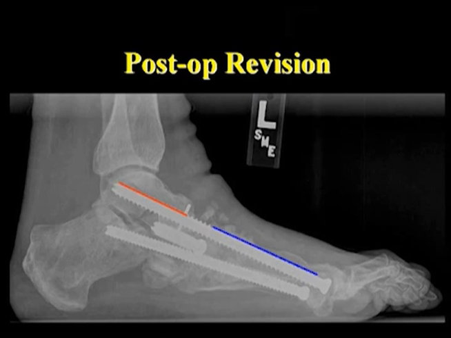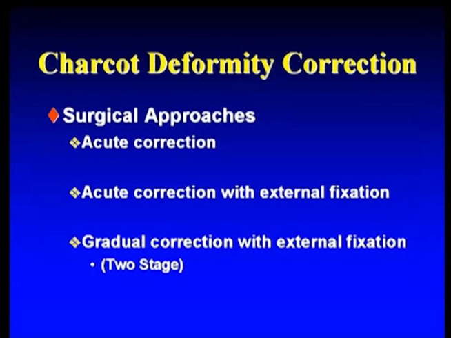So you can see that rigid internal fixation is important and formal fusion is very important, and I think it also is evident that multiple joint fixation is important due to adjacent joint collapse as seen in the previous examples. So what are the surgical approaches to the midfoot Charcot?